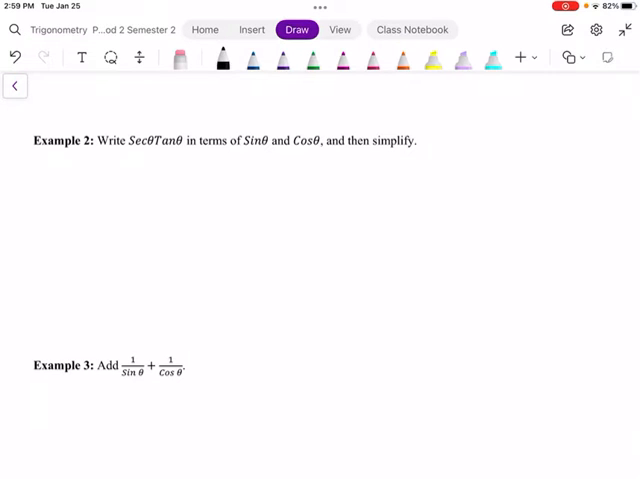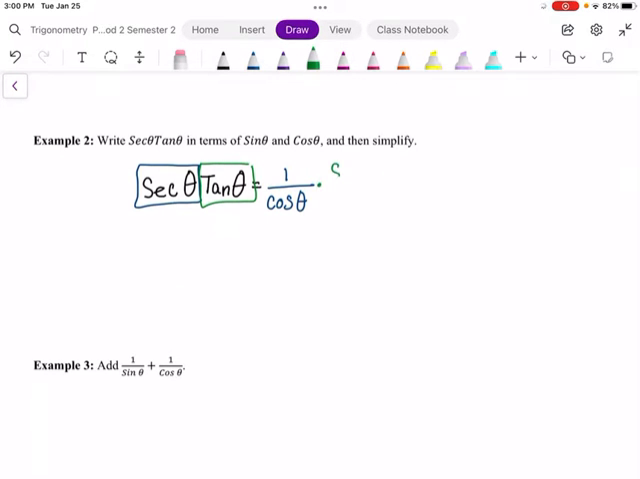Our next example, we are going to write secant theta tangent theta in terms of sine and cosine, and then we're going to simplify. So we're going to start with the statement they give us, and you should always start with this so that you don't end up making a mistake or replacing something that you shouldn't. Then we're going to turn everything into sine and cosine. So secant we know is 1 over cosine theta. And we know tangent is sine over cosine. So I'm going to put sine theta over cosine theta.